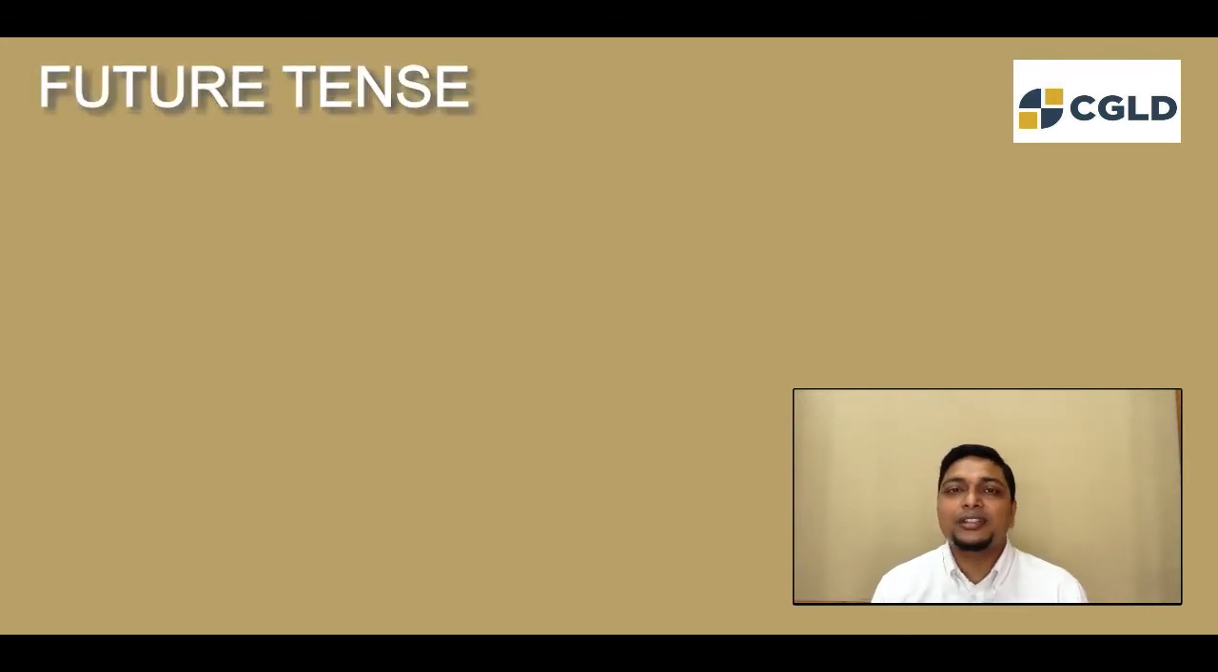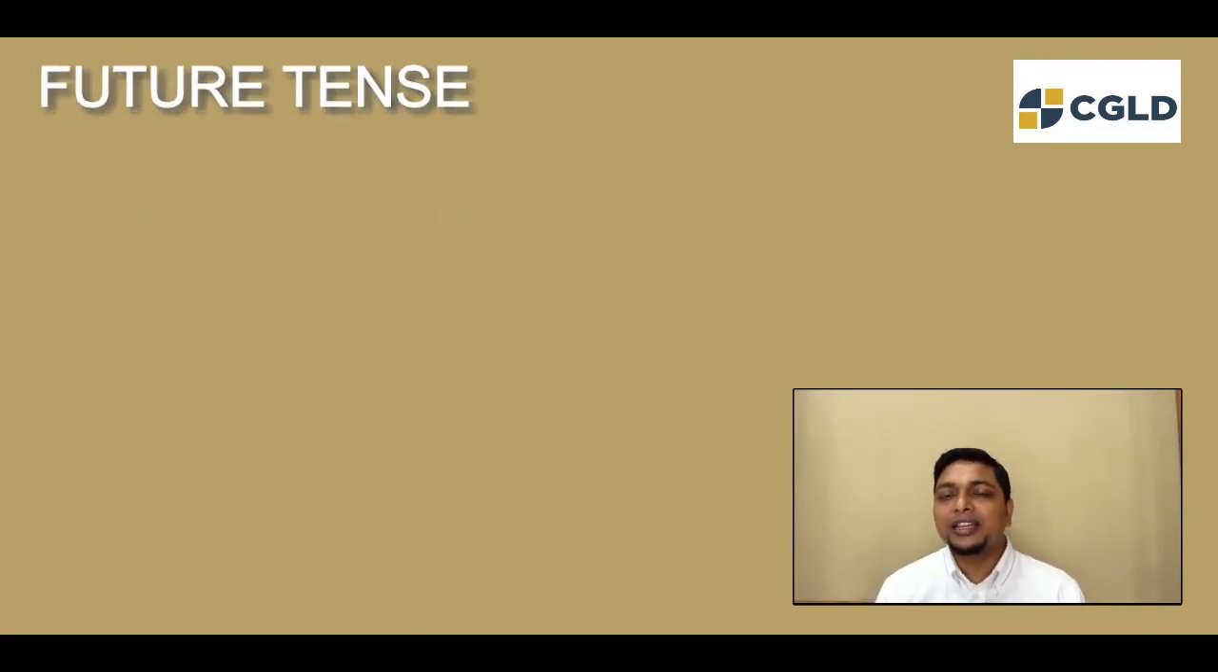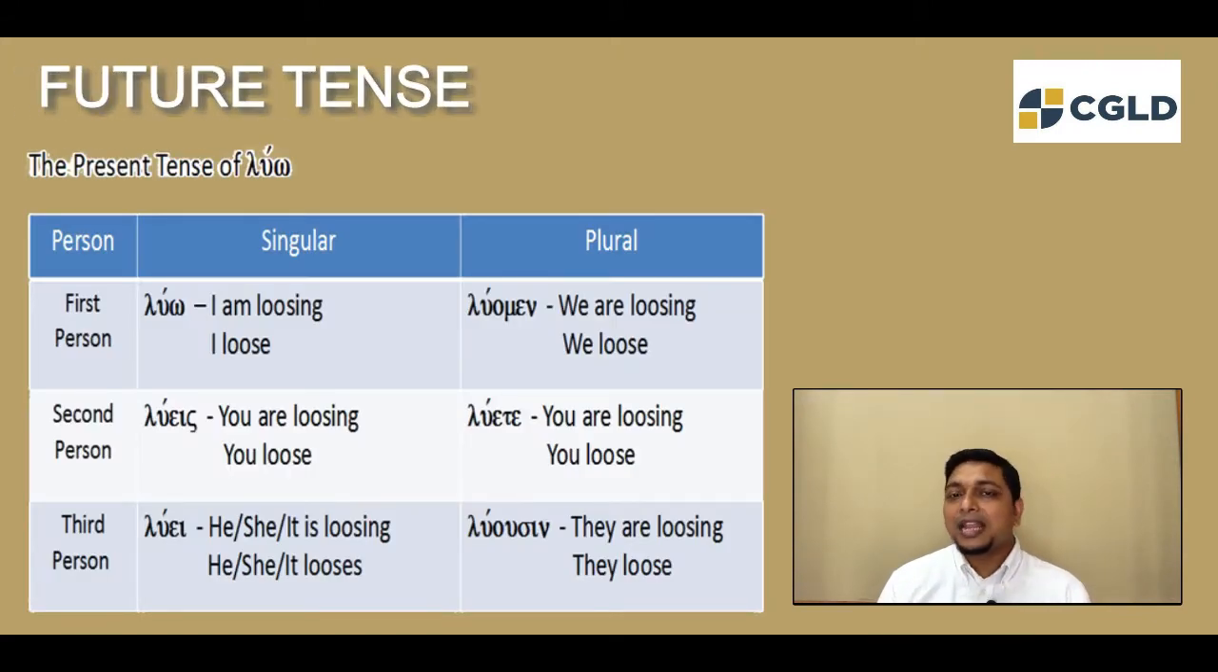As we look at the future tense, we will once again take the verb luo, which means I lose or I am losing, for our context, and we will see how it looks in its future form. Before going into that, we all know that in Greek, every tense has a table. We saw that in the present tense, there was a present tense table. Likewise, in the future tense, we have a future tense table. And this is very easy to learn.